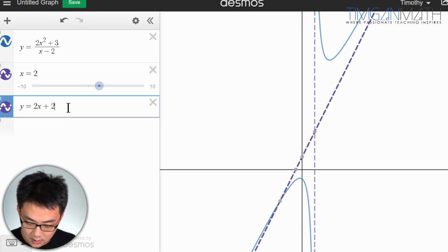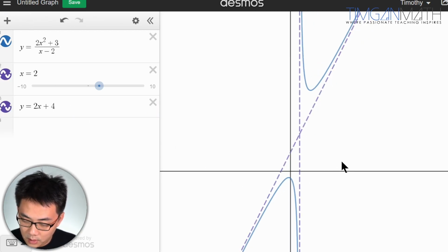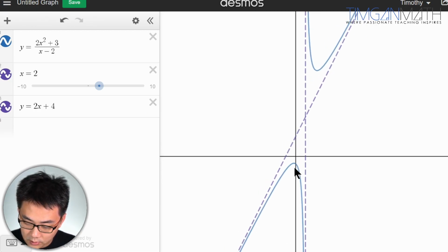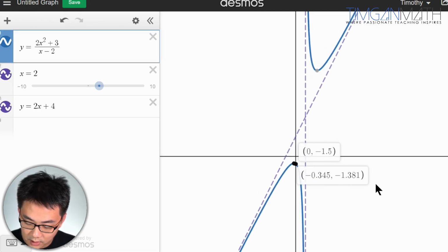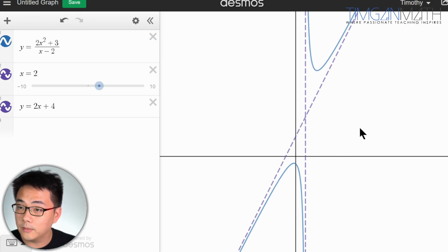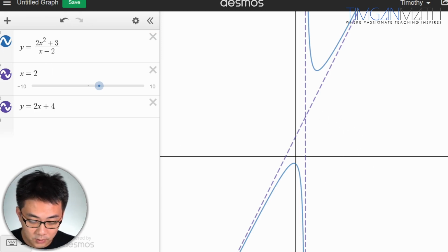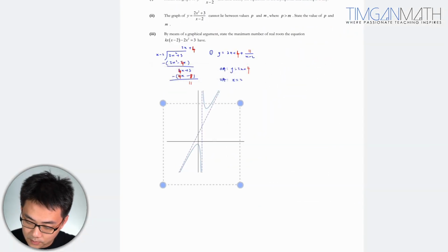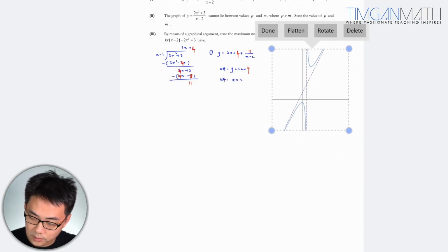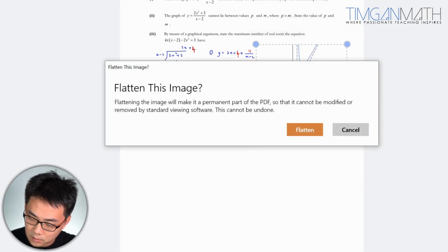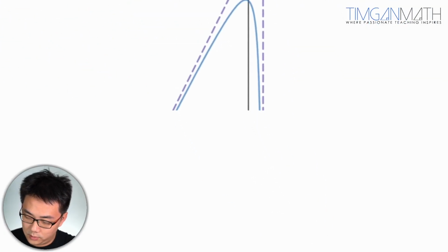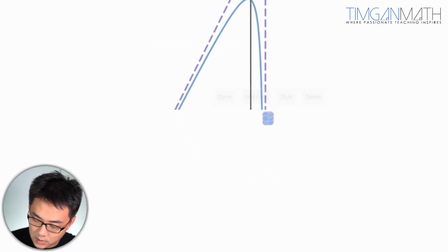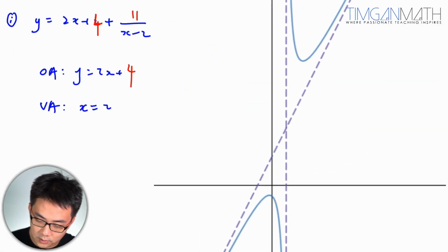2x plus 4. Great. So once done, just going to find the max point, min point, and everything here. Label it. Oh, they just want the equation of the asymptote. Okay, that's pretty okay. So once this is done, we are going to put this as x equals 2. X equals 2 here. And that will be y equals 2x plus 4.